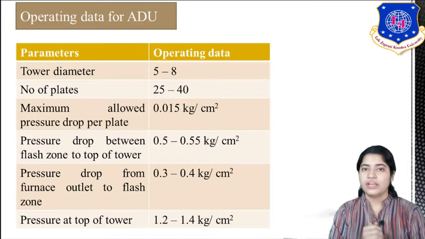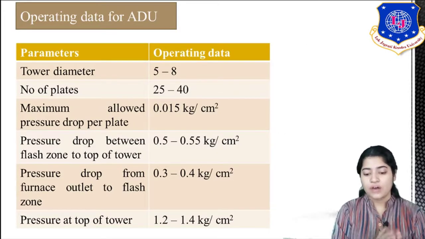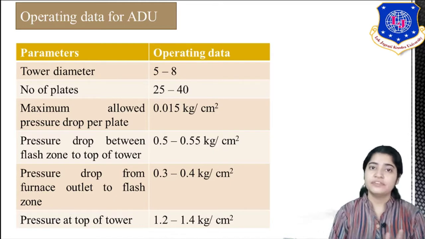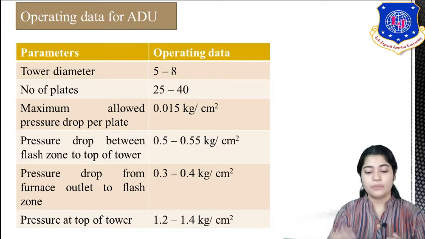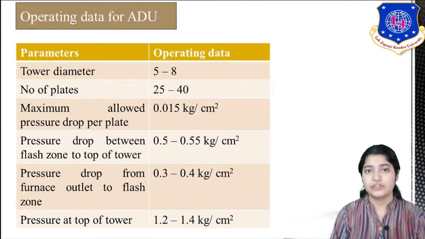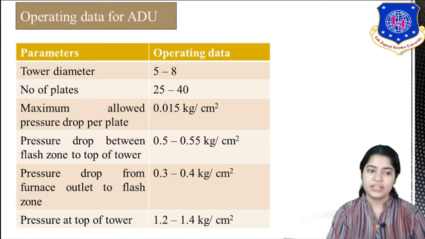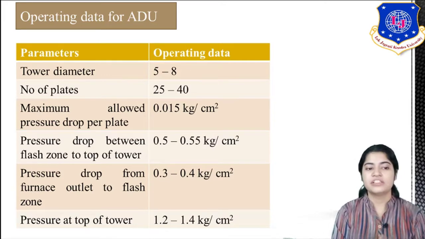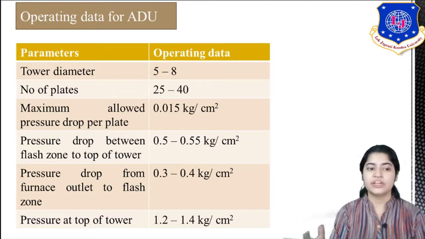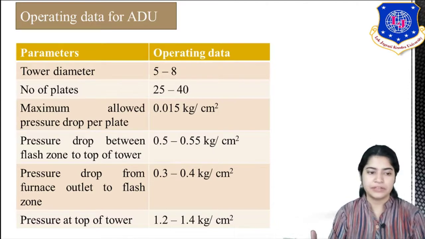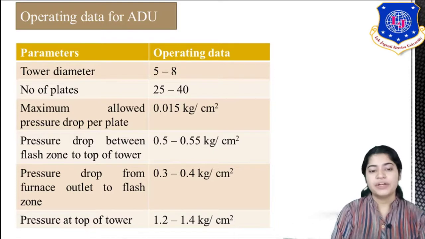So now the ADU. How do you describe your ADU along with the pictorial representation? Operating data is very important, right? Operating conditions like temperature, pressure, pressure drop, and number of plates are certain important parameters. So let's look into it. First parameter is tower diameter, of course, of your column. What is the limit for an atmospheric distillation unit tower? It is 5 to 8 meters. Number of plates are 25 to 40.